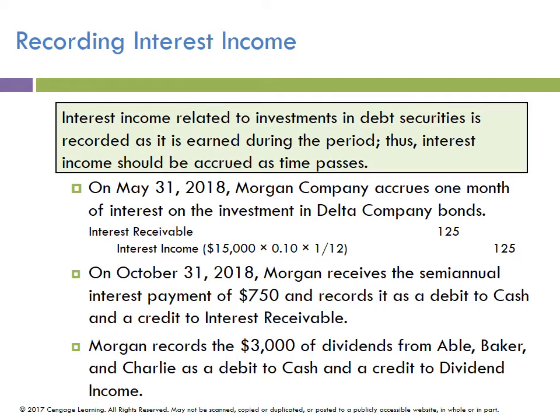Morgan records the $3,000 of dividends they received from the companies as a debit to cash and a credit to dividend income. So you do nothing with the investment account itself.